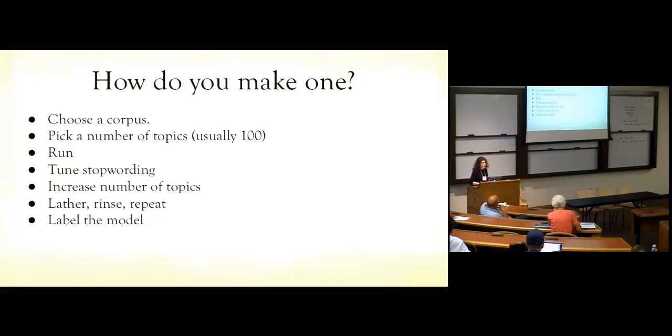We run the software, and then there is a very extensive iterative process of tuning the stop wording and other kinds of features of the text, which I'll get into, and then increasing the number of topics and going through a set of iterations until you're prepared to label the model. The reason labeling happens at the end, if it's not obvious, is that it can be fairly time-consuming, and it's not something that you want to bother getting 100% right until your model is fairly stable.